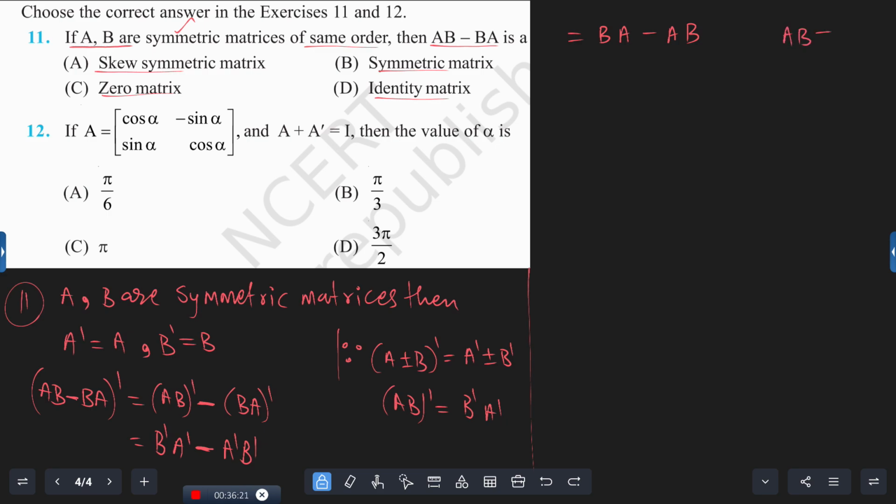So AB is not equal to BA, so that doesn't give 0. Again I'm telling you, it is never commutative. If it were commutative, it should be a diagonal matrix.